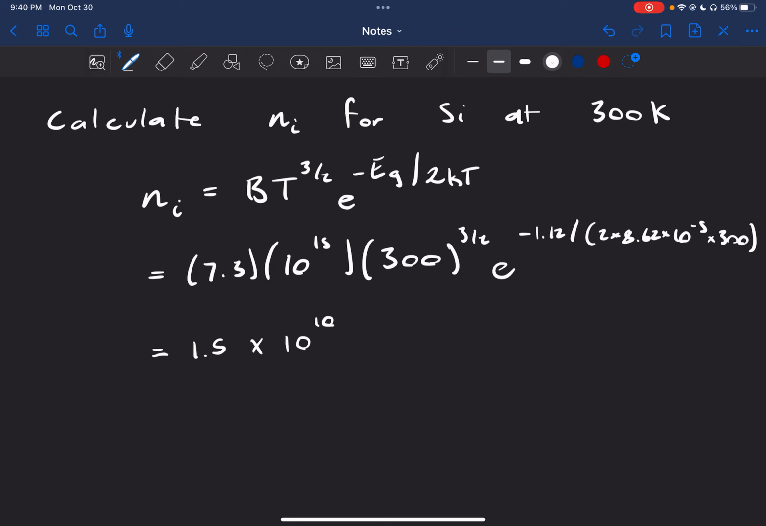Okay, so after plugging everything in and solving with either a calculator or by hand, if you like, we find that we have 1.5 times 10 to the 10, and we call these carriers because they carry charge. Carriers per centimeter cubed, right? A carrier can either be a hole or an electron.